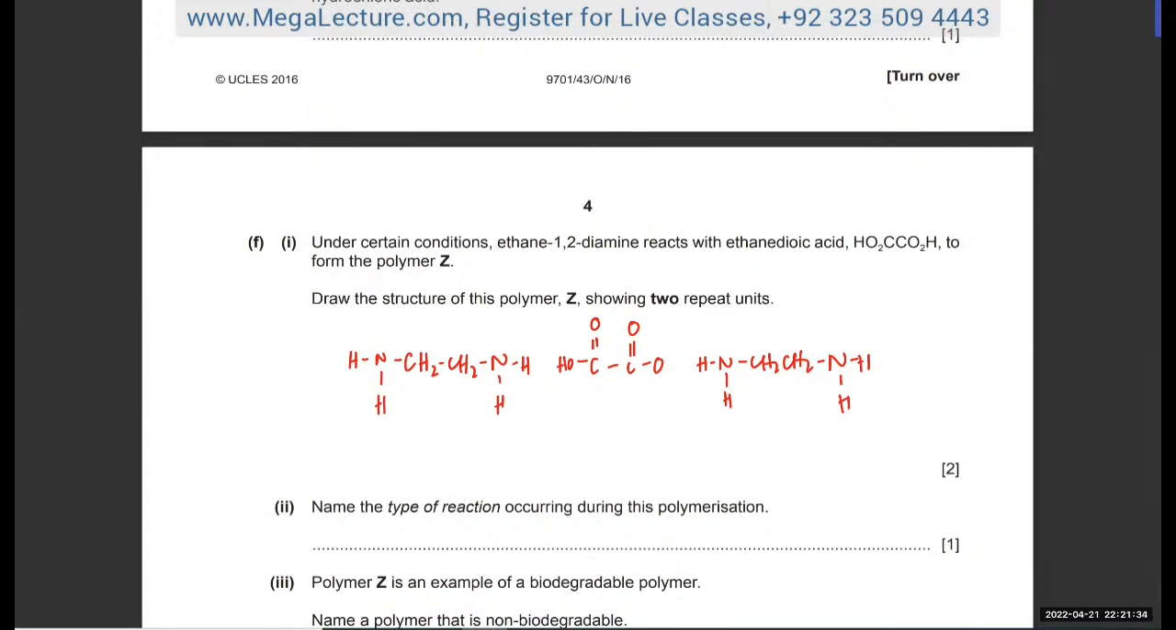The H and the OH in the middle would form a water molecule. There's going to be a condensation reaction, and so the H at the end will also go away, and they will join up and form amide linkages. You should have drawn a 4th one as well, because they were asking for 2 repeat units. Remember, this entire thing is 1 repeat unit. This thing gets repeated after that, so you should have drawn 4 of them.